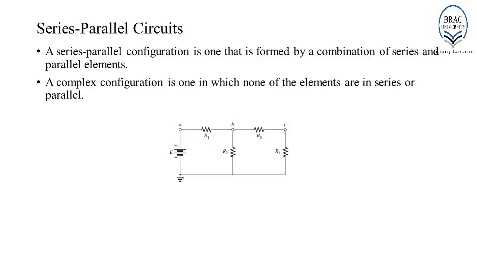If you look at the example given over here, R3 and R4 are connected in series because they have one common node. Then this entire branch from here to here is parallel to R2. Then this portion of the network is in series with R1. Hence, this network is an example of series parallel configuration because all the elements are connected to each other either in series or in parallel connection.